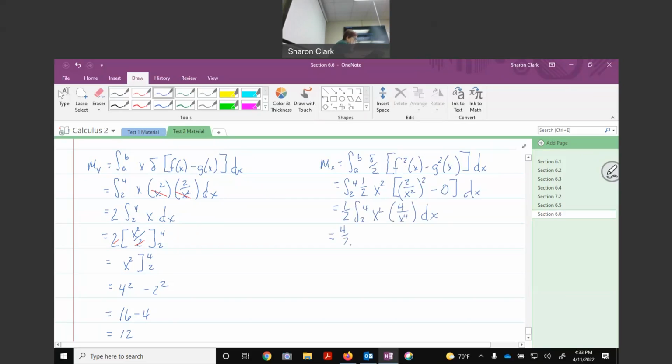That's 4 over 2, integral 2 to 4 of 1 over x squared dx. So that's 2 integral 2 to 4 of x to the negative 2 dx. 2 times x to the negative 1 over negative 1 from 2 to 4. That's negative 2 times 1 over x from 2 to 4. That's negative 2 times 1 over 4 minus 1 over 2.